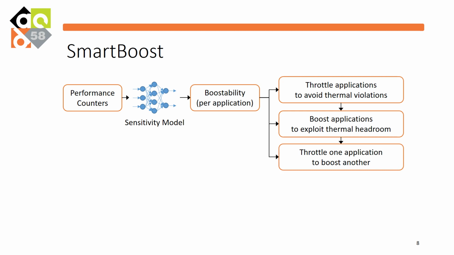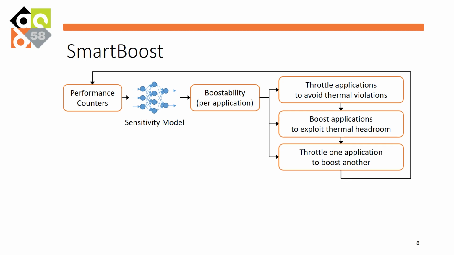When there is no thermal violation, but also no exploitable thermal headroom, still the current VF levels may be suboptimal. We check in the third step whether it is beneficial to throttle an application with low boostability to be able to boost an application with high boostability to increase the overall system performance. This process is repeated periodically, in our case every millisecond.